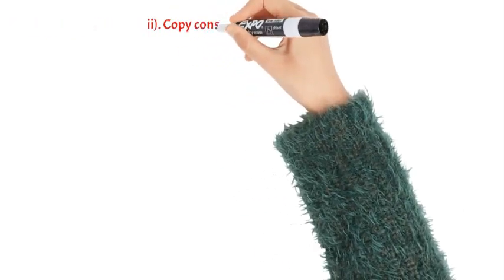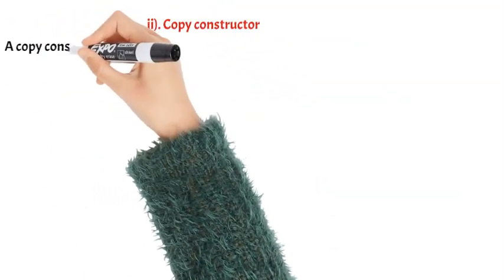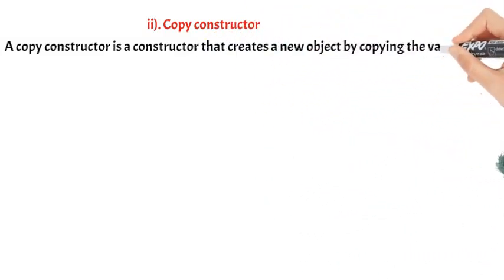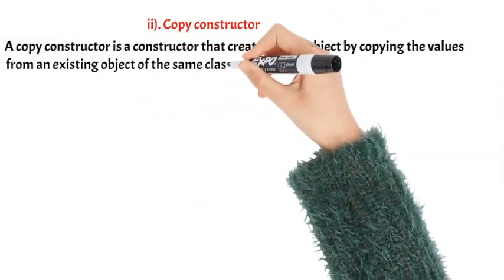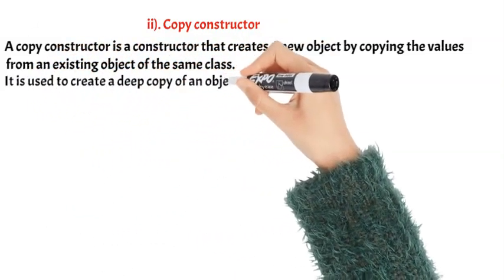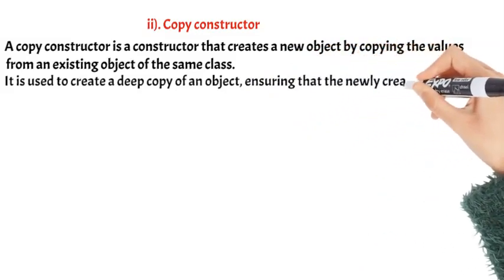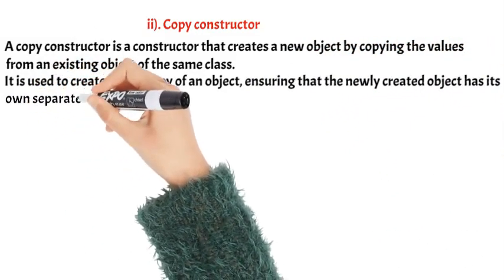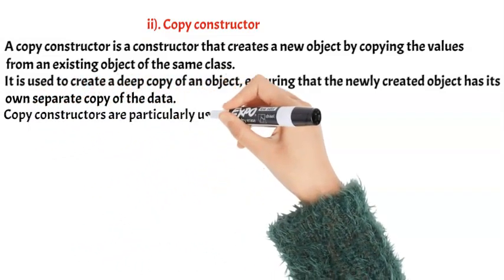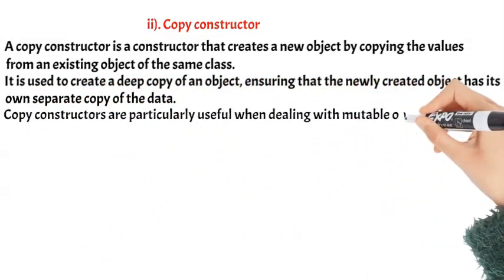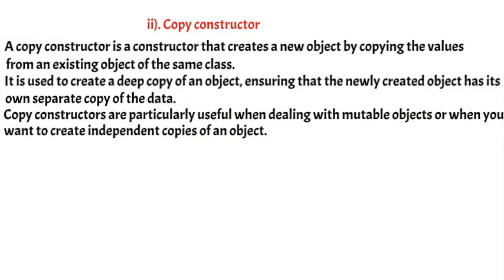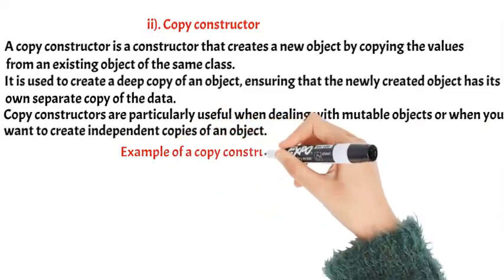3. Copy constructor. A copy constructor is a constructor that creates a new object by copying the values from an existing object of the same class. It is used to create a deep copy of an object, ensuring that the newly created object has its own separate copy of the data. Copy constructors are particularly useful when dealing with mutable objects or when you want to create independent copies of an object. Example of a copy constructor.